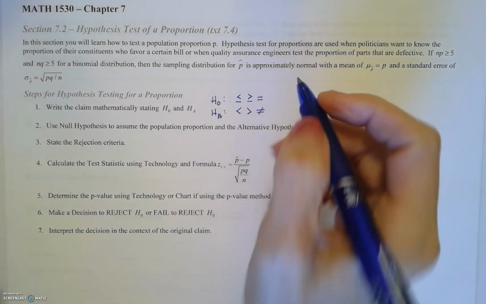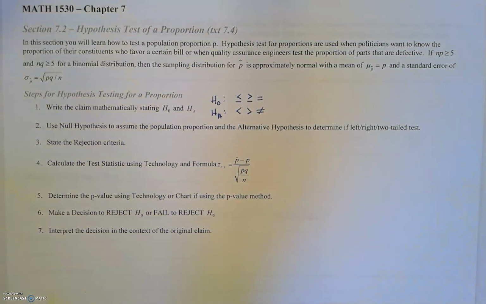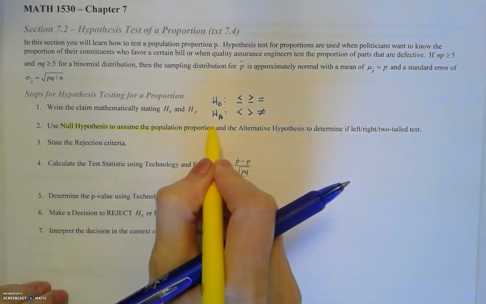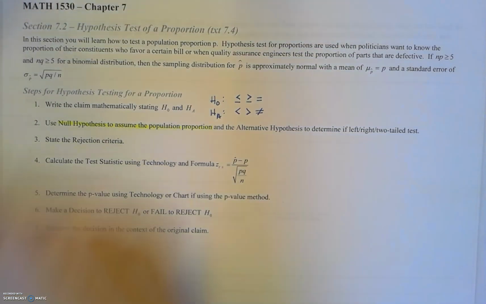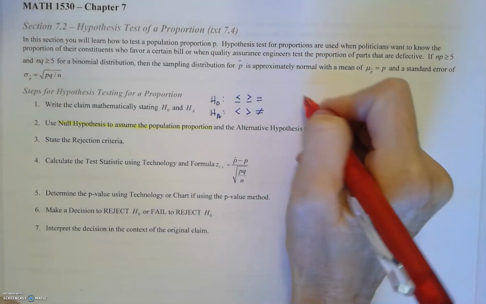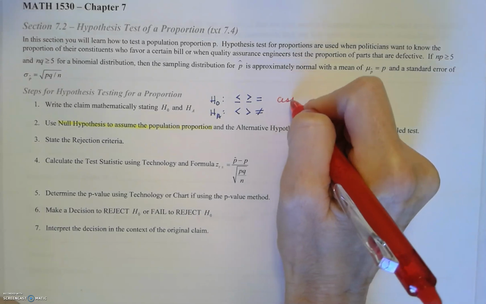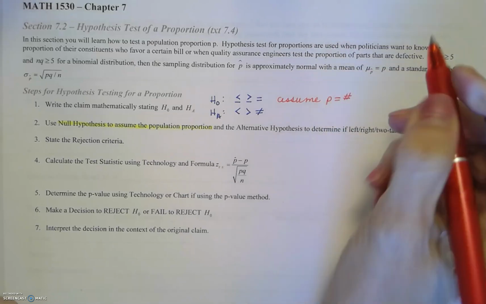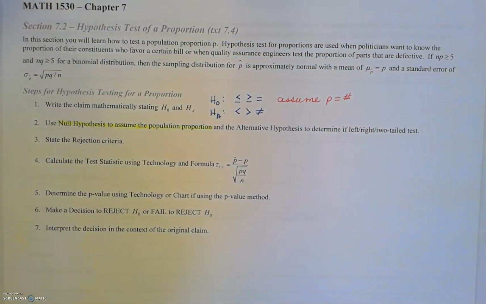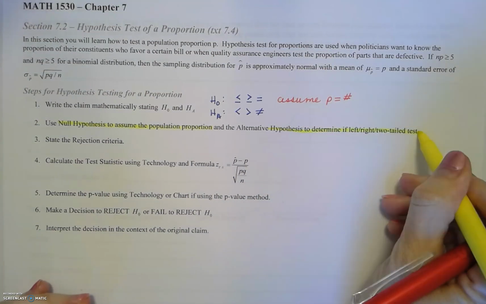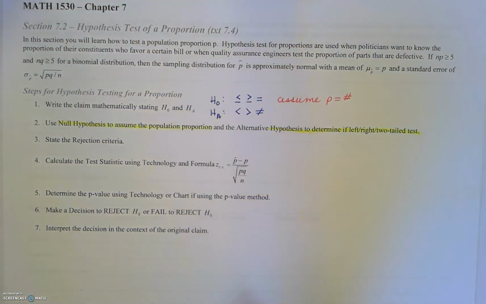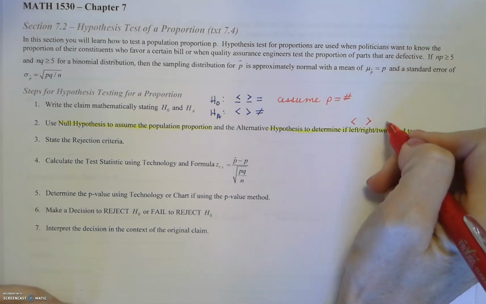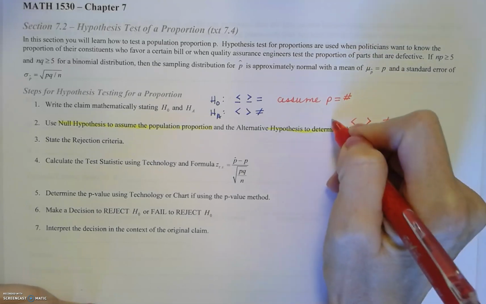Step number 2, the null hypothesis. The null hypothesis is to assume the population proportion. So this H sub 0, we're going to assume the population proportion p equals some number that's claimed. Use the alternative hypothesis to determine if it's a left, right, or two-tailed test. Remember, if it's a left tail, it's going to be a less than symbol. If it's a right tail, a greater than symbol. And if it's two-tailed, it's going to be a not equal to symbol in the HA.